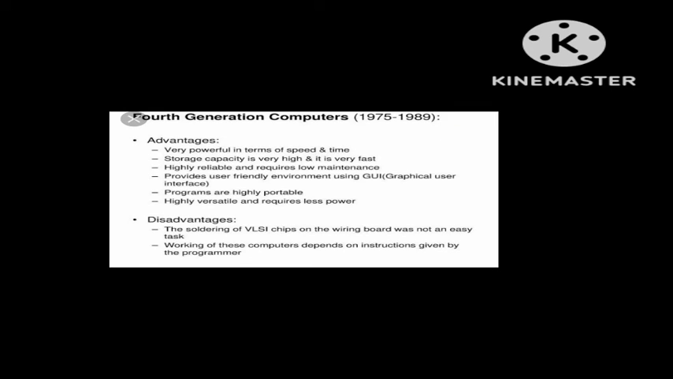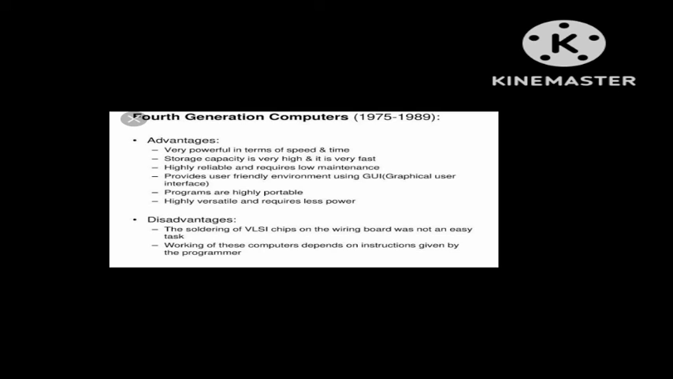Very powerful in terms of speed and time. Storage capacity is very high and it is very fast, highly reliable and requires low maintenance. Fourth, provides a user friendly environment using graphical user interface. Fifth, programs are highly portable. Sixth, highly versatile and requires less power.